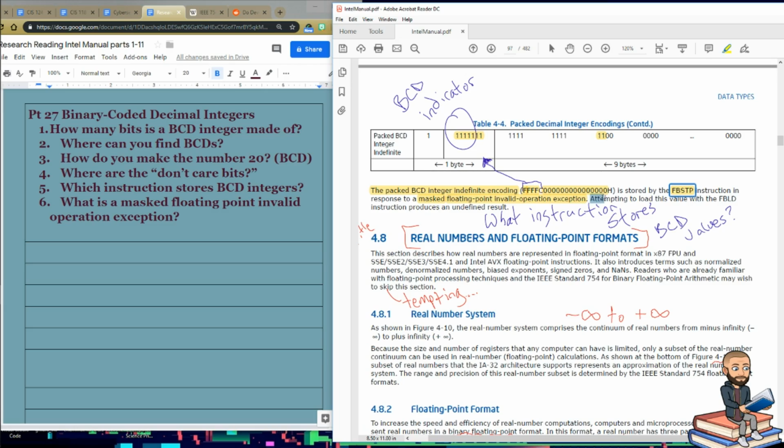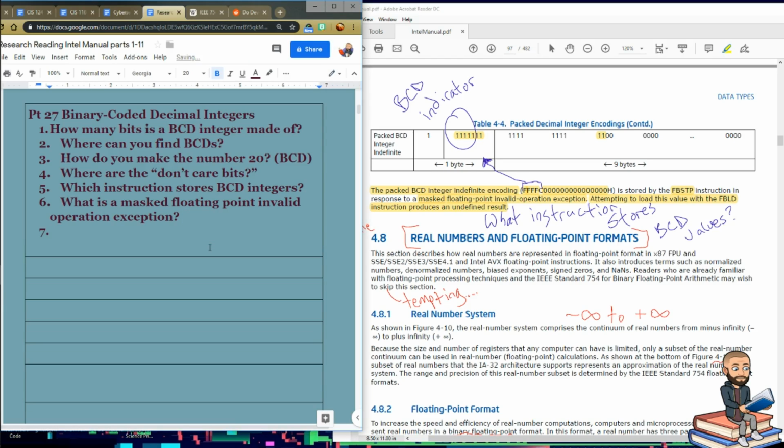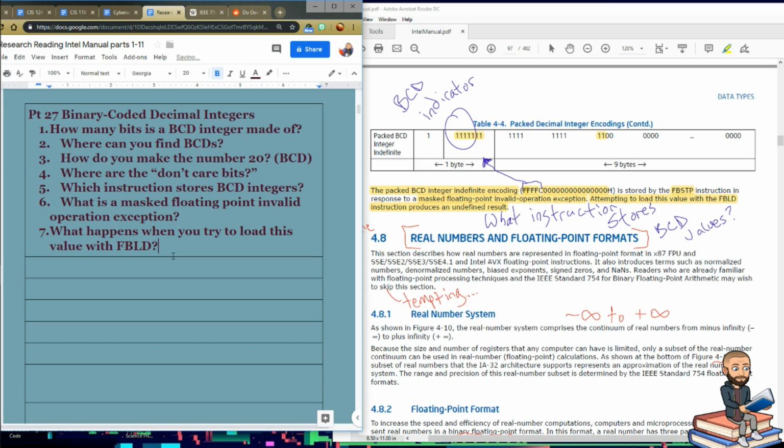Last sentence: attempting to load this value with the FBLD instruction produces an undefined result. So I assume an undefined result is a bad thing, so I could ask the question like, what happens when you try to load this value with FBLD? And I'm also wondering, what is FBLD? But maybe we'll find out later in the manual.